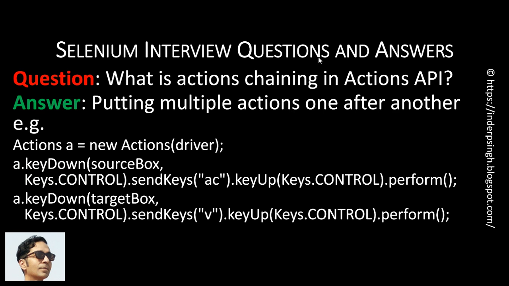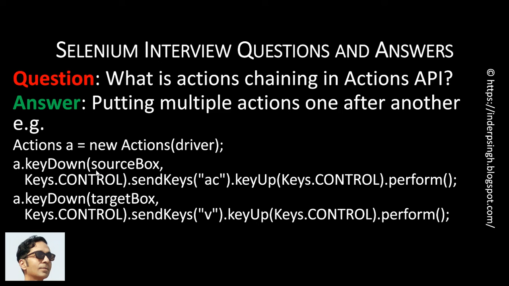What is actions chaining in Actions API? It just means putting multiple actions one after another. For example, we initialize the actions object, Actions a = new Actions(driver). Here we are trying to copy some text from one web element to another.